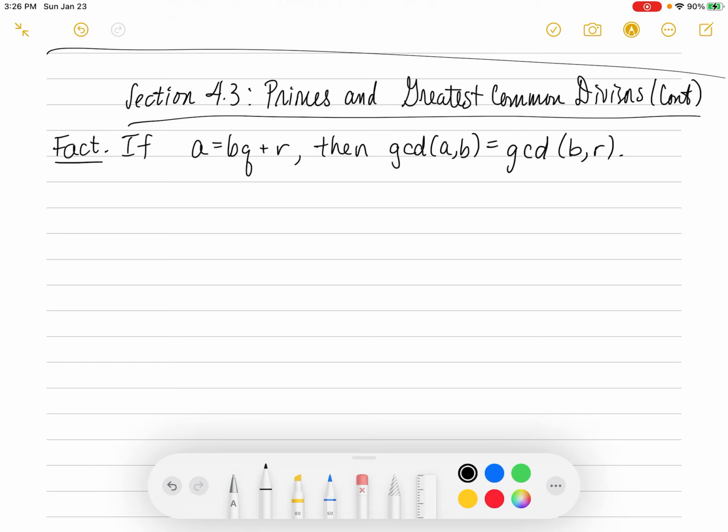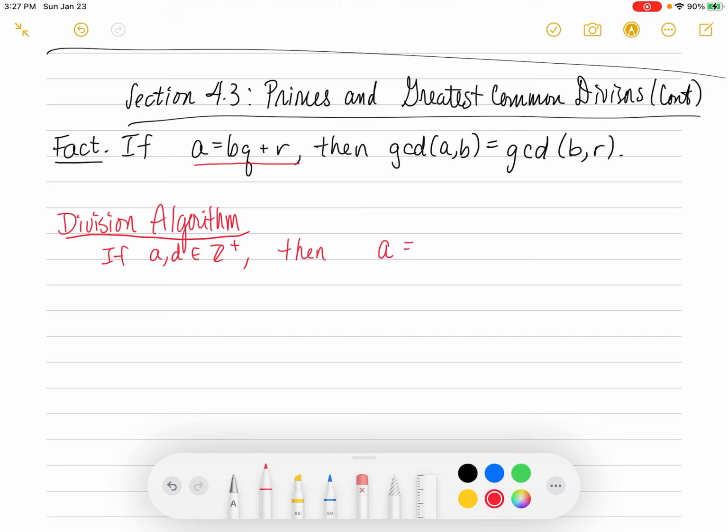So this kind of equation here, I'm underlining in red, that looks like your division algorithm. Remember the division algorithm? That was really important. Earlier in, I think, 4.1, it says if A and B are positive integers, well, we didn't use actually A and B, we used A and D, I think. Yeah, A and D are positive integers.